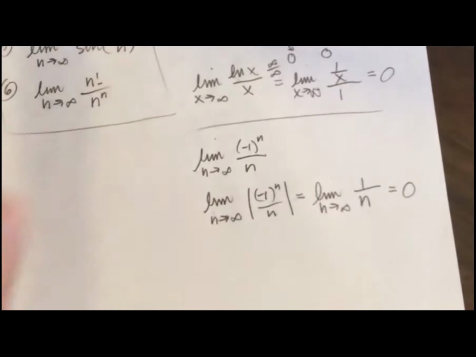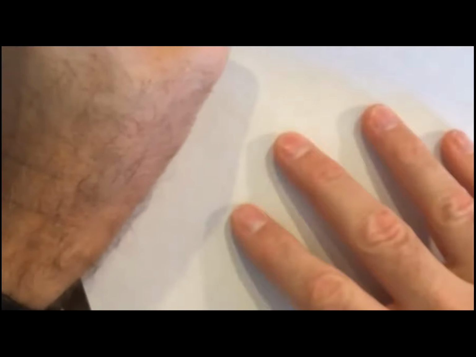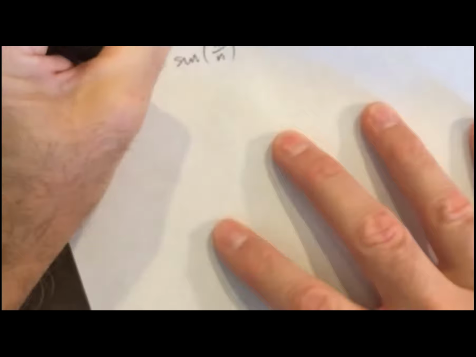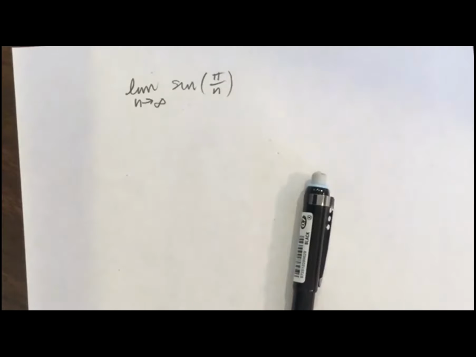Okay, well, we're going to do one more. No, we're going to do 2 more. And then we're going to look at some things formally. So now I want to look at the sine of pi over n as n goes to infinity. So what's this doing? And maybe the easiest thing would be to take a look at it.